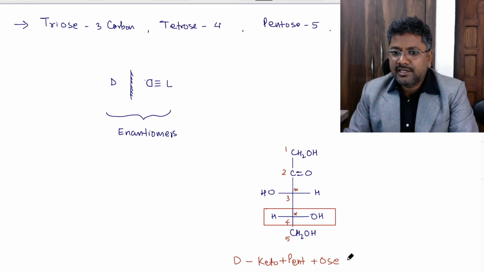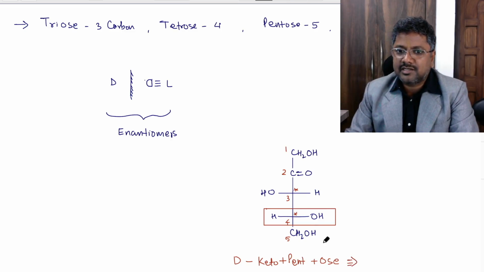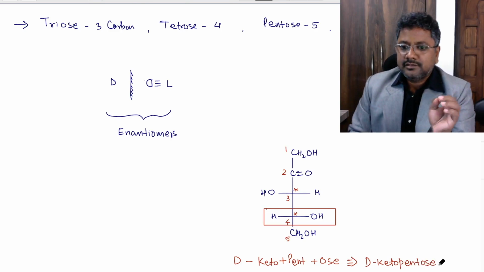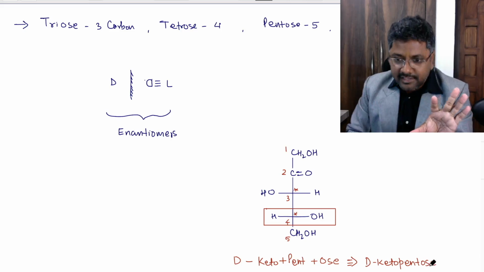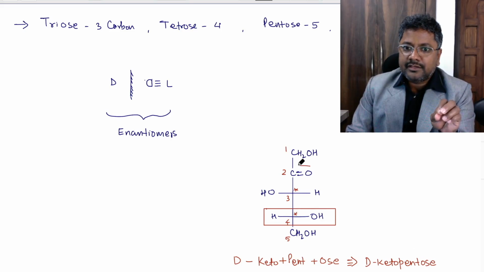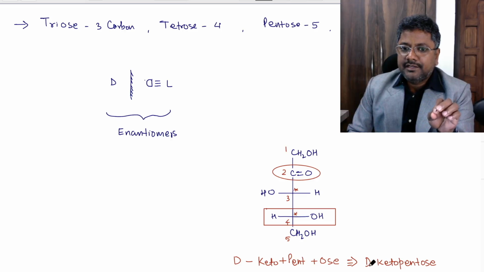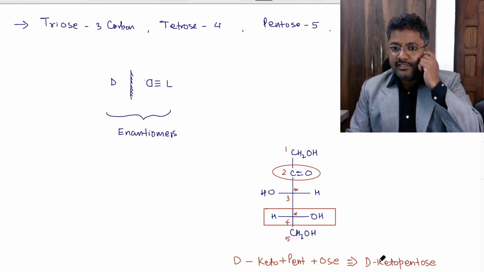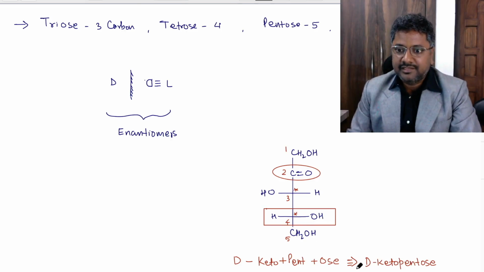So what is the general name of this compound? It is D-keto-pentose, right? OSE is the common suffix for carbohydrates. D for this, keto due to this functional group, and D is this, and pent is 5 carbon. So by using all this, you can write the general name of this.